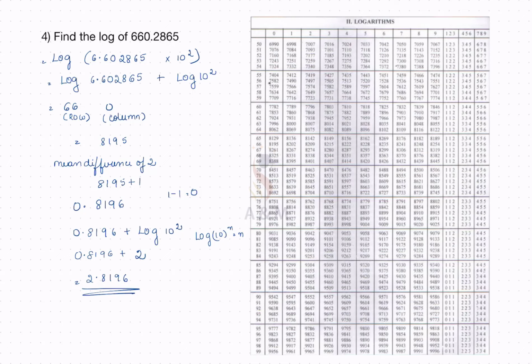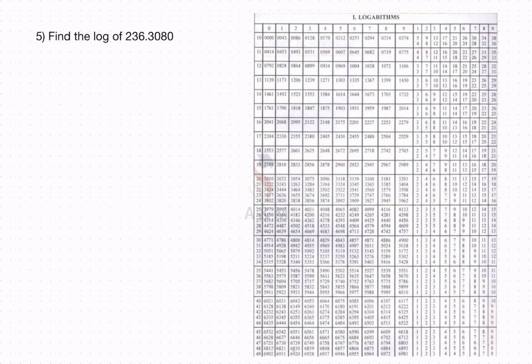Let's look into another sum. Another sum on logarithm. Here also we will try to solve with the formula method, because I know that you are clear with the direct method. Now we will solve with the formula method. Here the decimal point is not in the beginning, so you have to convert it, correct? So here log, put the decimal point at the beginning, that is 2.363080 into 10 to the power 2.